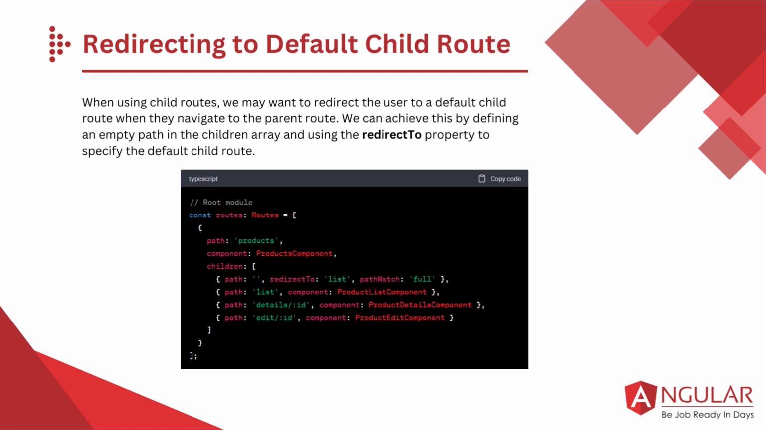Summary: child routes and nested routing in Angular allow us to create complex navigation structures while maintaining code modularity and organization. By defining child routes within a parent route and using nested router outlets, we can efficiently manage and display components based on the current child route. This enhances user experience by providing a seamless transition to relevant content.